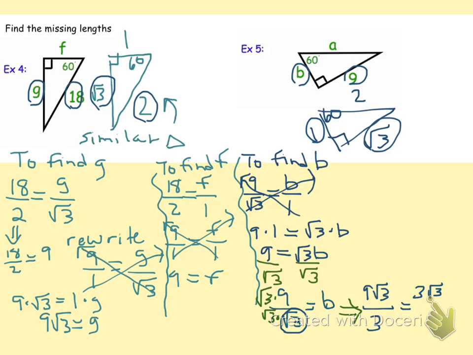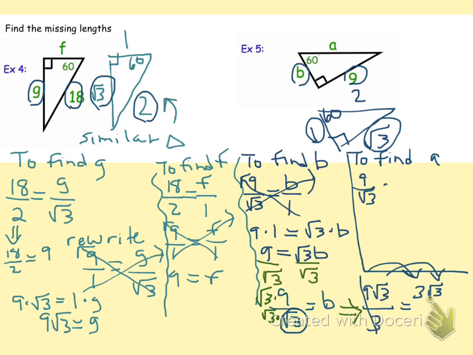Well, 9 divided by 3 is 3. So 9 over 3 just becomes 3. And then our radical 3 gets carried over as well. So that equals 3 root 3, our b.